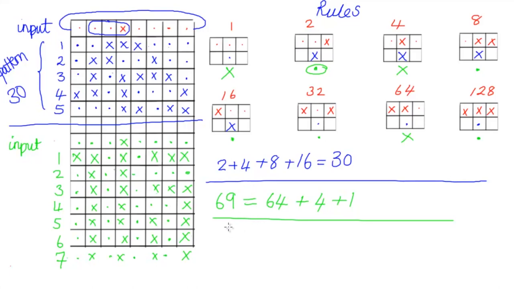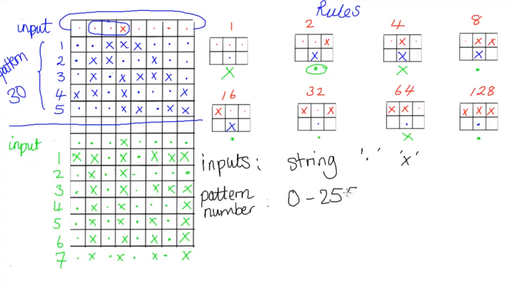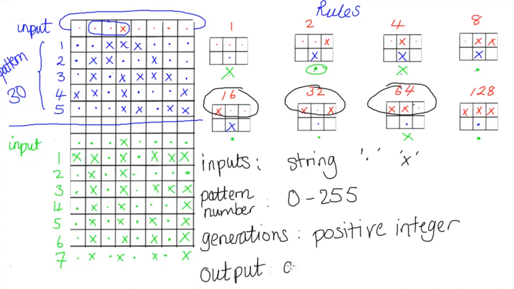Now to come to the actual code. What I'm asking you to do is to take as input a string, which is a string of dots and x's, and a pattern number, which is between 0 and 255, and you're going to have to use that to work out where the dots and x's go. You will be supplied with this information here, in other words, the numbers that correspond to the patterns that you look up. And finally, a number of generations, a positive integer, 1, 2, 3, 4, and so on. Your output should be the string at generation n.